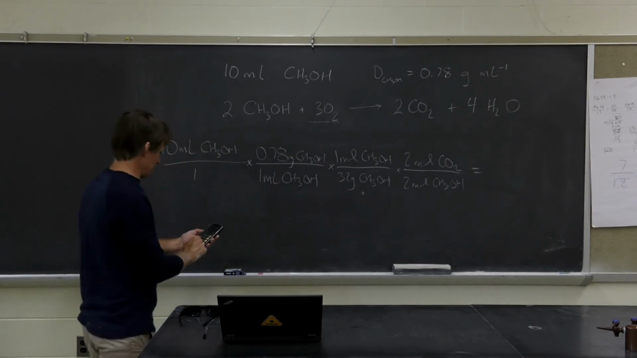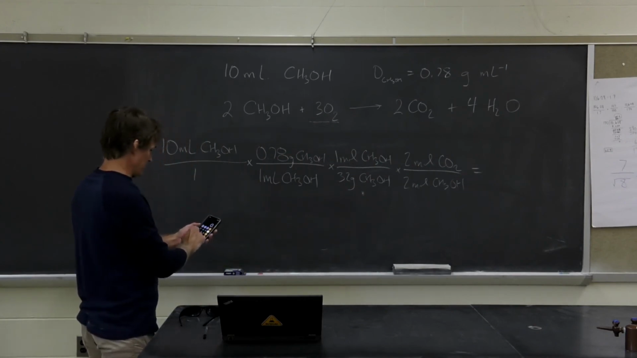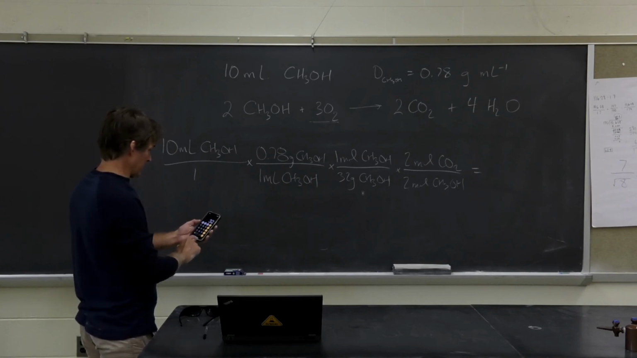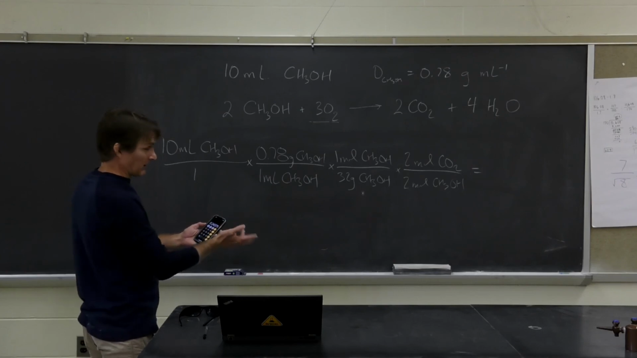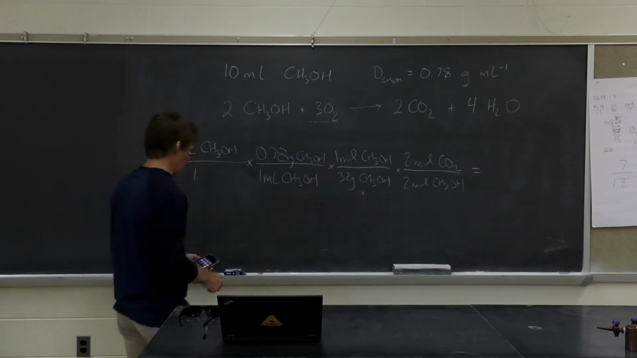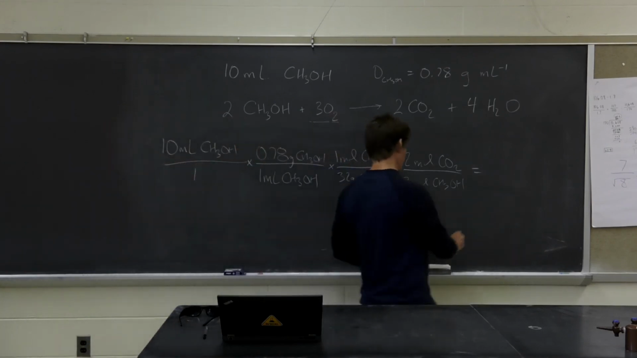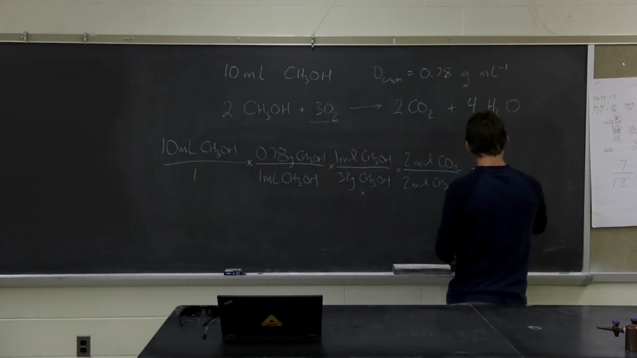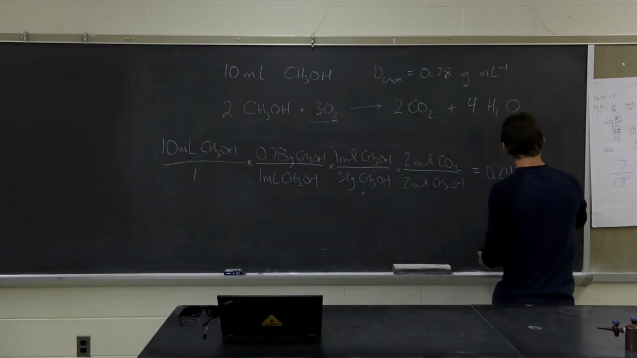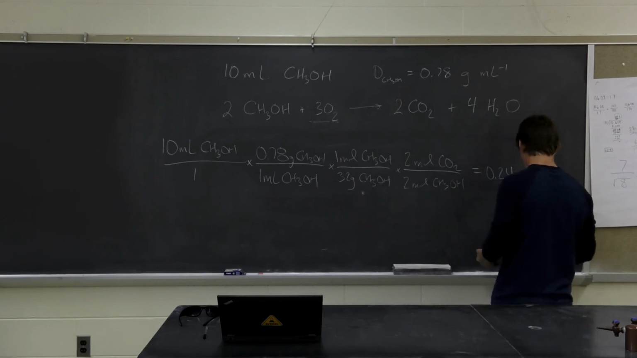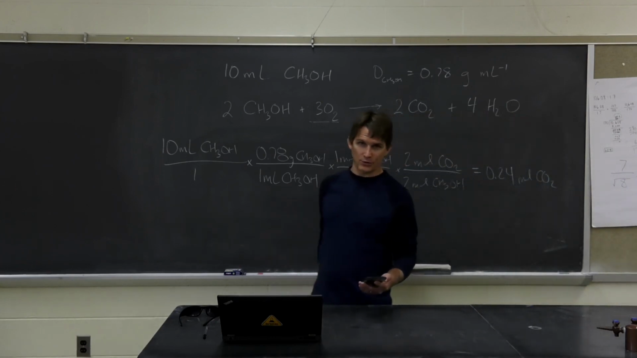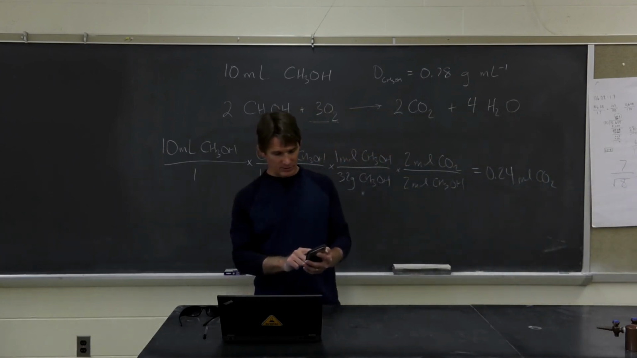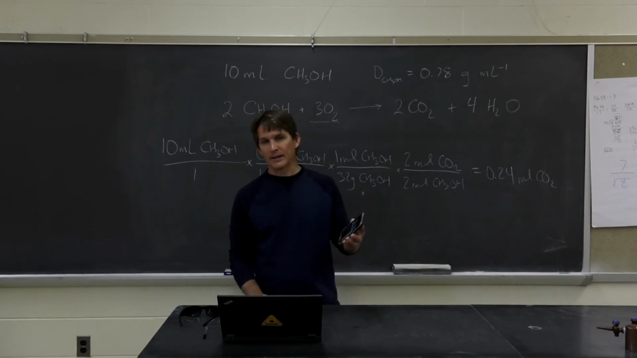Let's do the math. 10 mils times 0.78 grams per mil divided by 32 grams per mole times 2 divided by 2, about 1/4 of a mole. 0.24 moles of CO2. And since carbon dioxide is 44 grams per mole, I can easily multiply this by 44 and get 10.7 grams of carbon dioxide would have been produced.